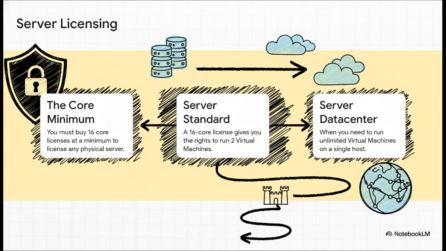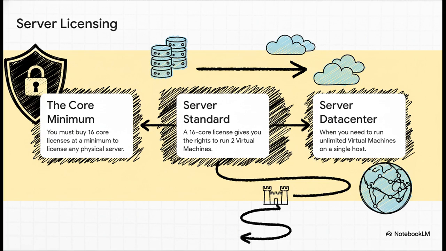Okay, listen up, because this is the golden rule, the one thing you absolutely have to burn into your brain. Every single physical server has to be licensed for a minimum of 16 cores. I don't care if it only has an 8-core processor inside. It doesn't matter. 16 is the minimum, no exceptions.